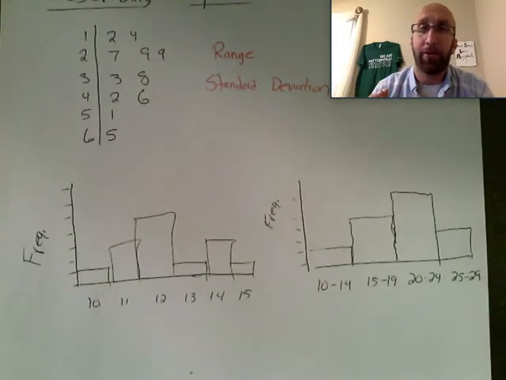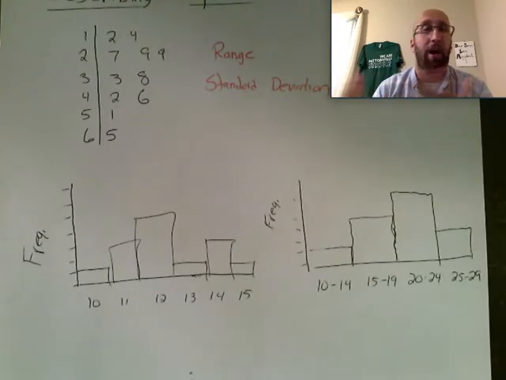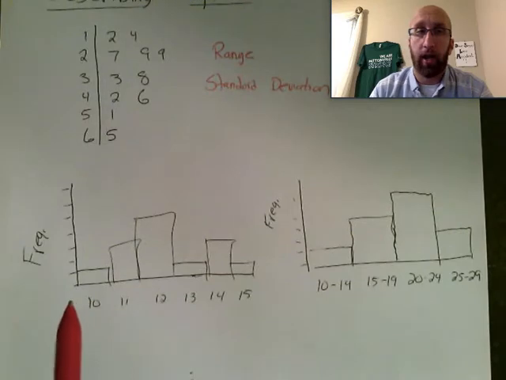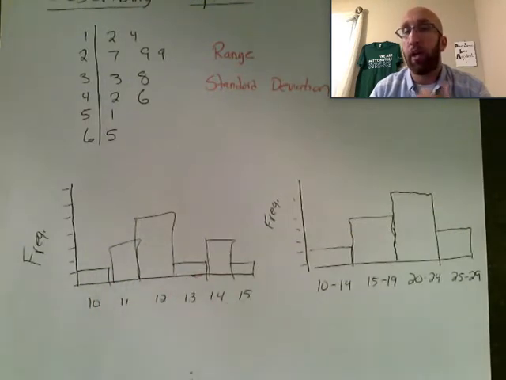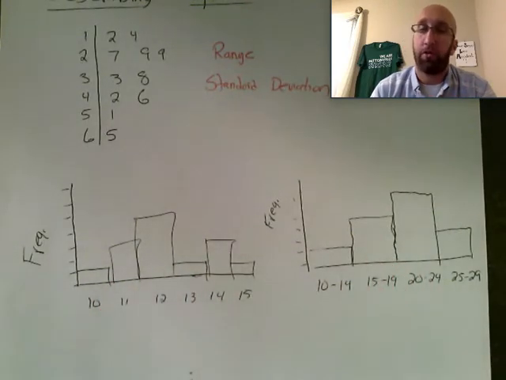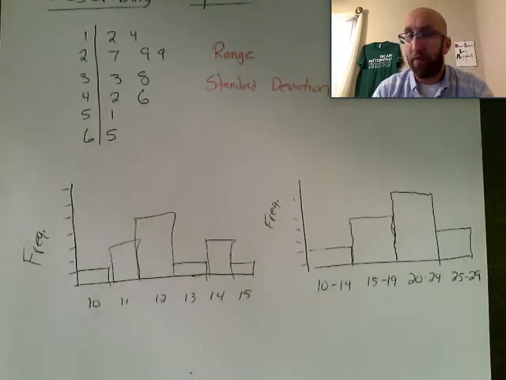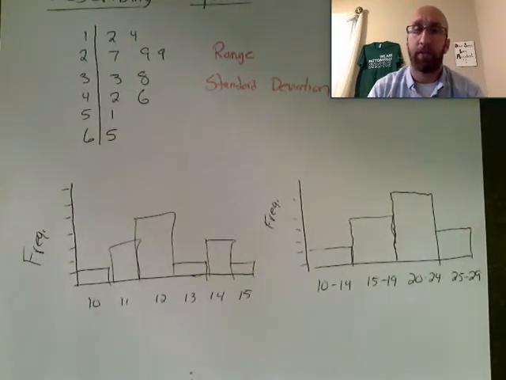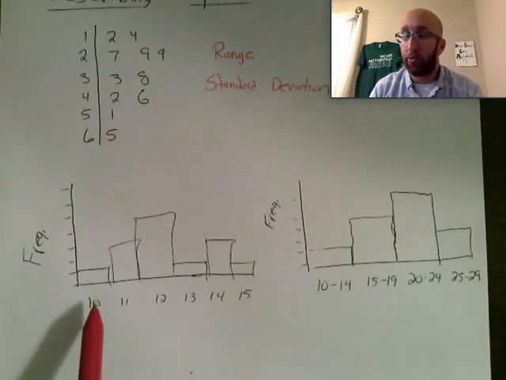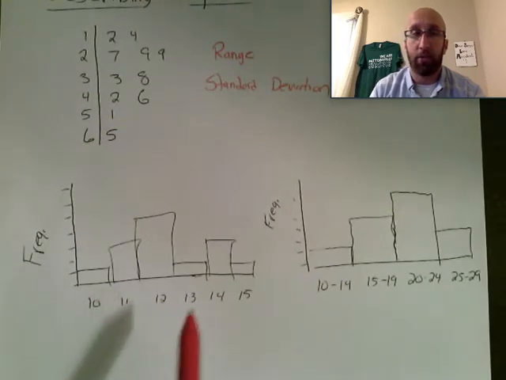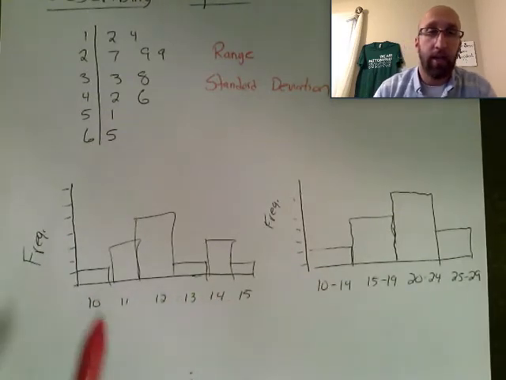Now, depending on the type of histogram you have, it's going to limit your options a little bit. So I'm going to do a histogram where I know the specific values, and a histogram where I don't know the specific values. In this left one, the reason I know the specific values is the classes are of size 1. This is a class of 10, 11, 12, 13, 14, 15, and then our frequencies.